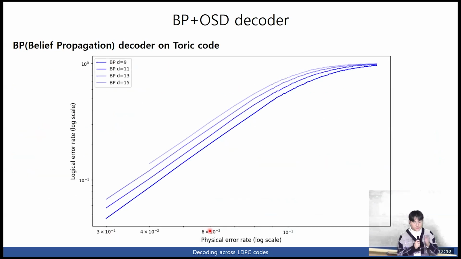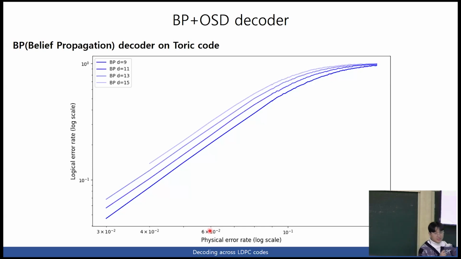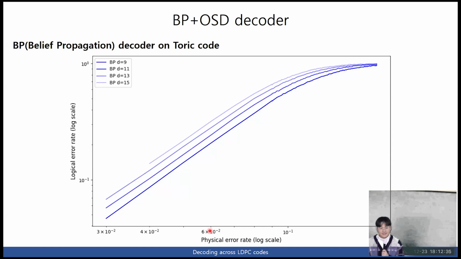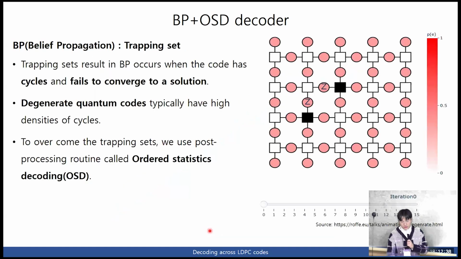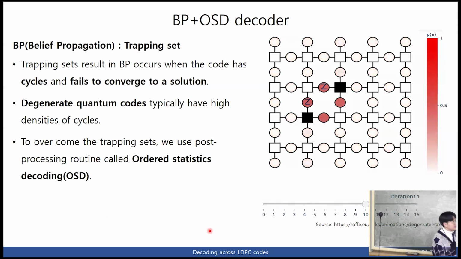But if we do it on the toric code, the results look something like this, where you can see that as the distance increases, the logical error rate increases, which is not a working decoder, as we expected from our previous insights. The problem is the trapping sets. Trapping sets usually occur in QLDPC codes because of cycles that fail to converge to a solution. As you see in the animation, we set the beliefs and propagate them, but that doesn't converge to a solution.